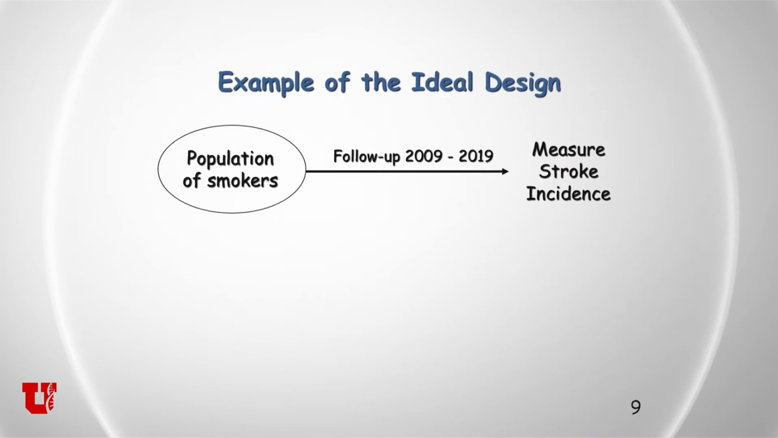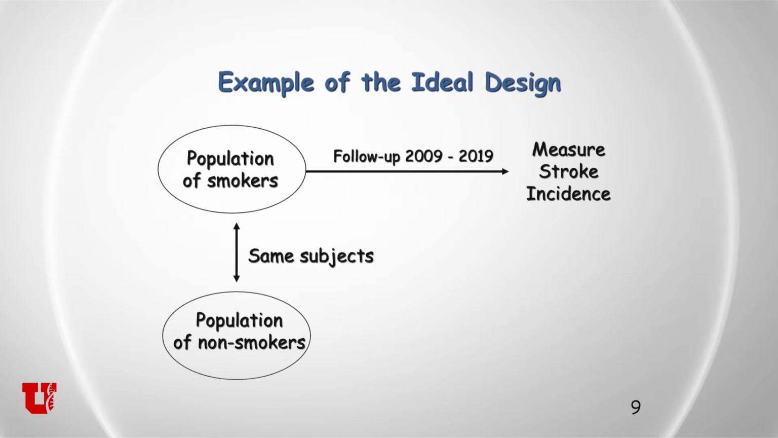So here's an example of this ideal counterfactual design. You have a population of people who smoke in 2009. You follow them for 10 years until 2019, and you measure their stroke incidence over that time period. And then you take exactly the same population, but now you make them non-smokers. And then you start that study in 2009, and you study them for 10 years, and you measure their stroke incidence. So if you could do that, that would be the ideal study to determine whether smoking is a cause of strokes in human beings.